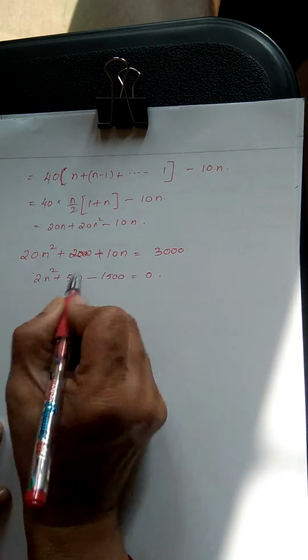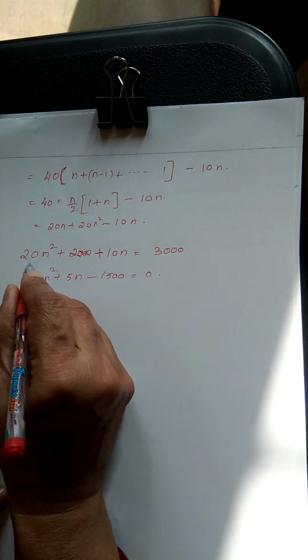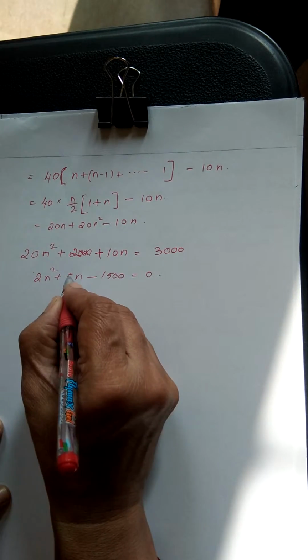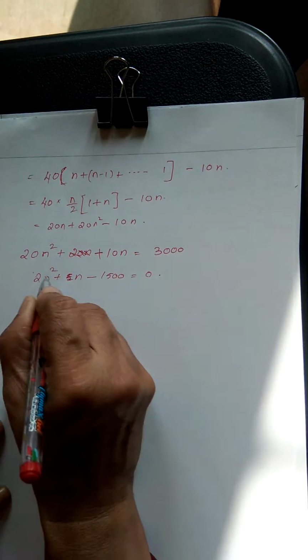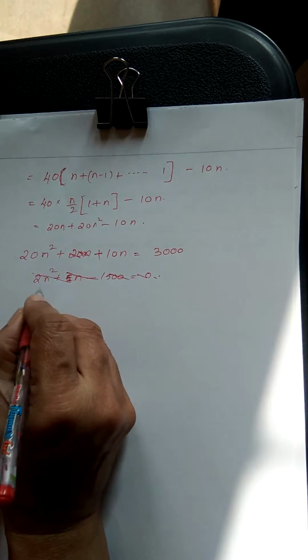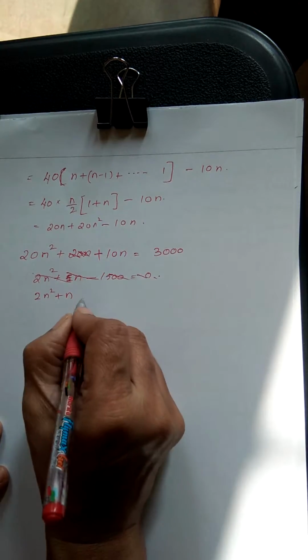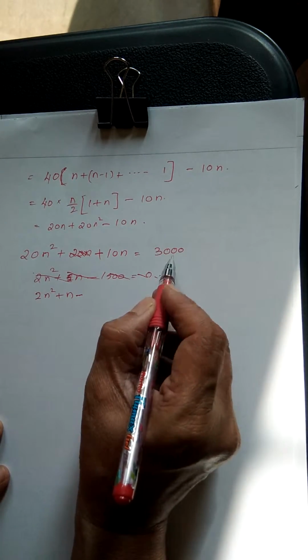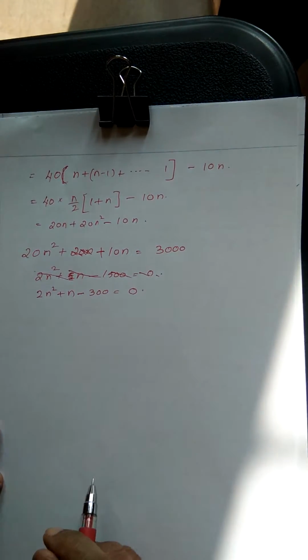So here, sorry, you have to divide throughout by 10. So this becomes 2n squared and this will become 1n. Sorry. And this will become 300. I'll just cut it and write. So dividing throughout by 10, you get 2n squared plus n, then this comes this side, so minus 300 is equal to 0.